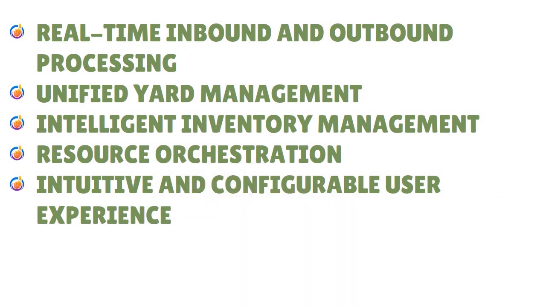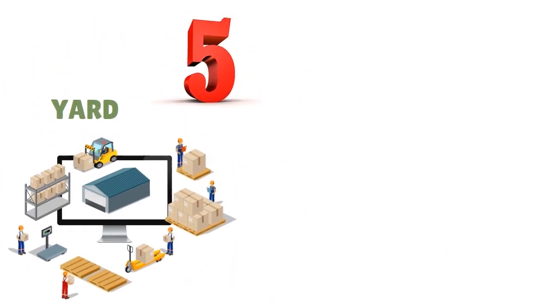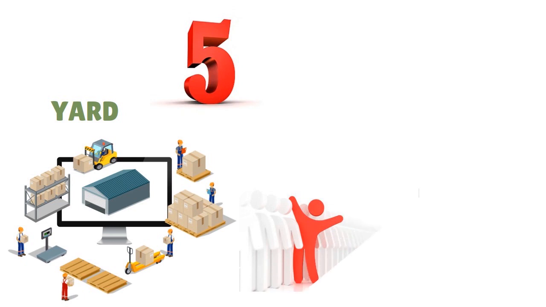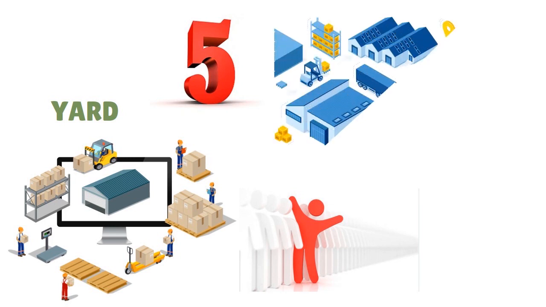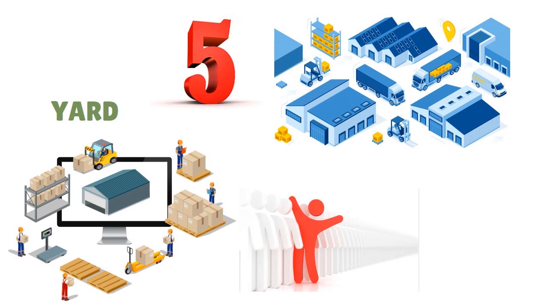So when we talk about real-time inbound and outbound processing, you are able to use BlueYonder to gain visibility into shipment processing and optimize tasks to actually streamline operations. And when it comes to yard management, you are able to manage aspects from equipment to dock doors to personnel to achieve more efficient yard management. And when we talk about intelligent inventory management, you are able to enable control and visibility from suppliers' production through to end user with effective inventory management.